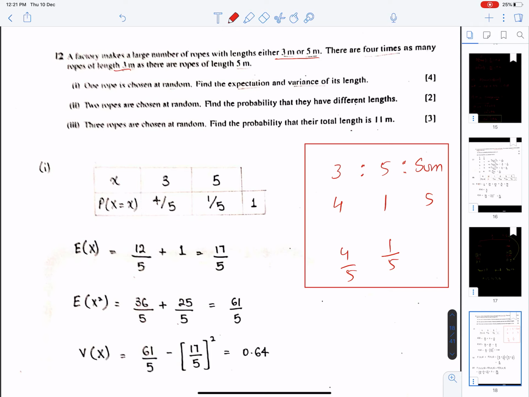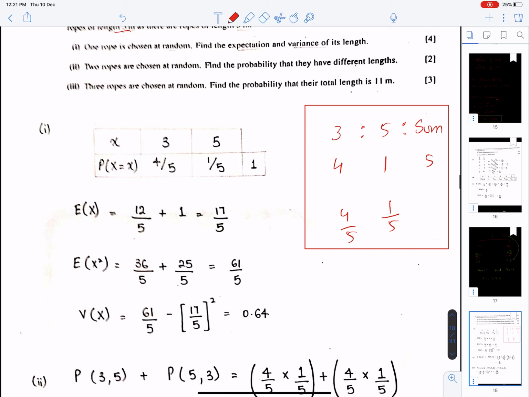Now we need expectation and variance. You all know how to get the expectation. You just need to multiply this with this and this with this and add the results. And for variance, first square this number and multiply it with its probability, square this number and multiply it with its probability, and get E(X squared). Then for variance, write 61 upon 5 minus the square of this number, which is here.